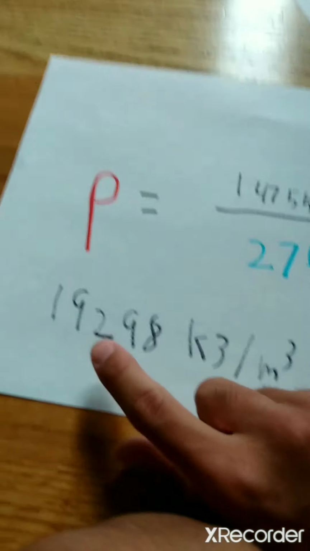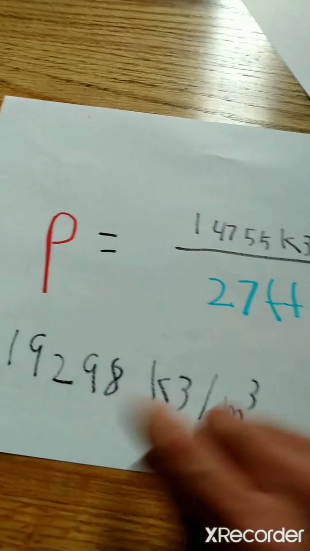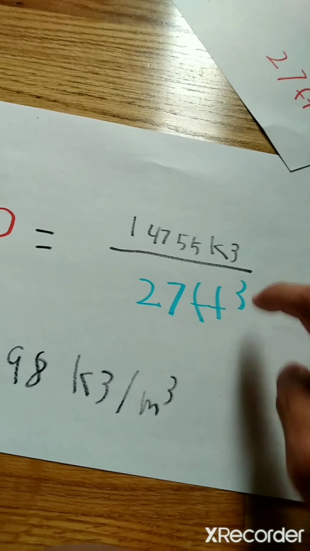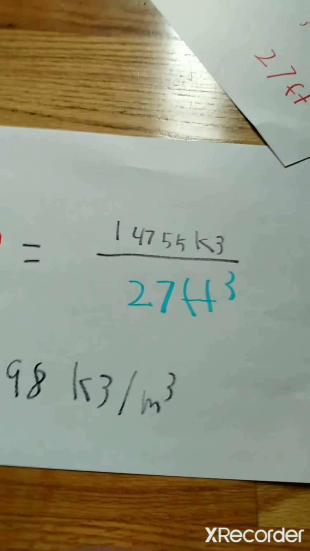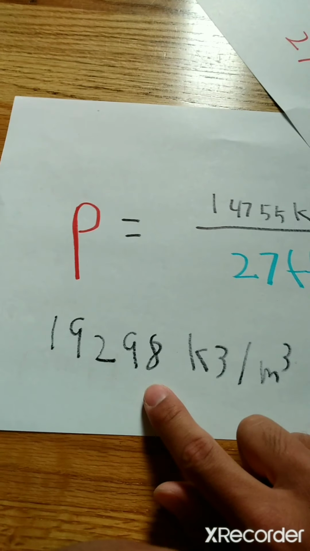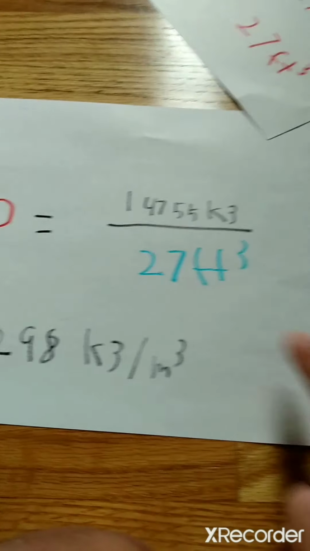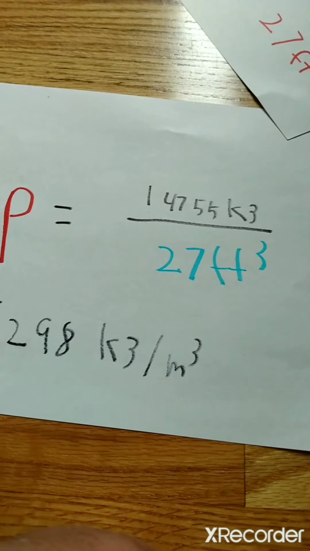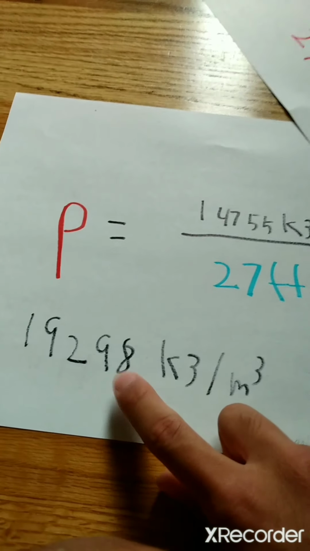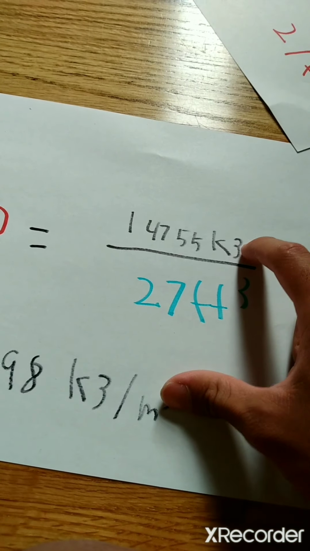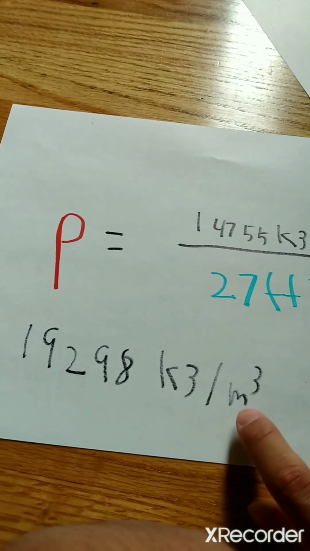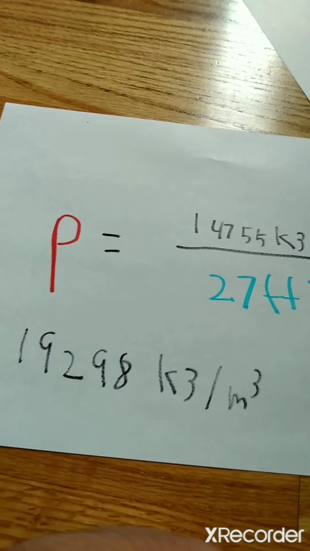By getting this answer, 19,298, using feet, kilograms, and meters, you have to be very, very careful with the measurements. Because if you use different measurements, you'll come up with a different density. Since those measurements are different, your answer will change. So this answer will appear if the mass is in kilograms, you measure the volume in feet, and you want the answer in meters cubed.